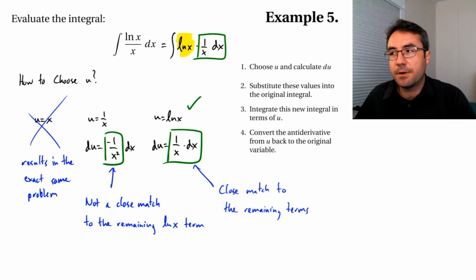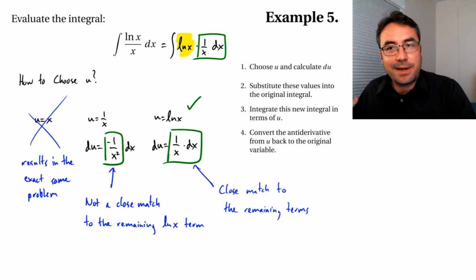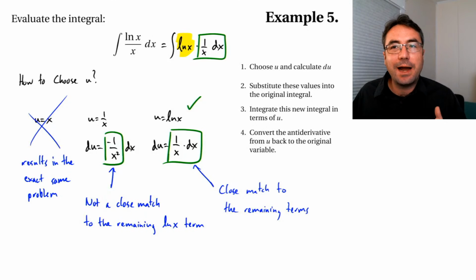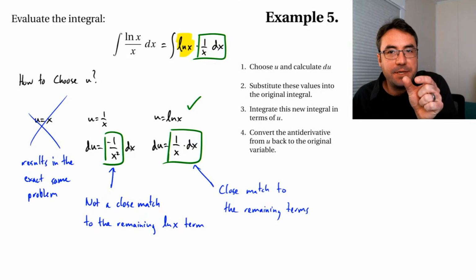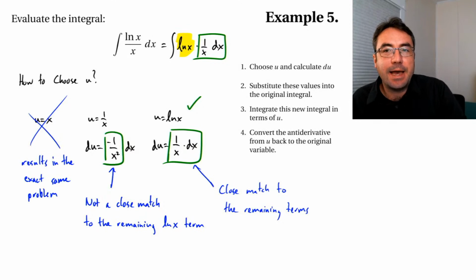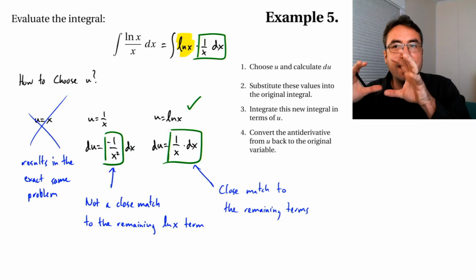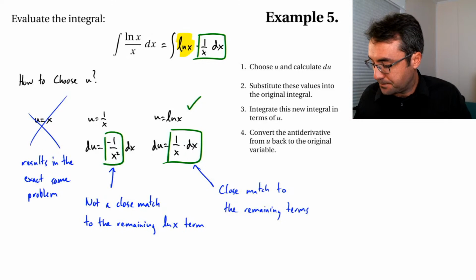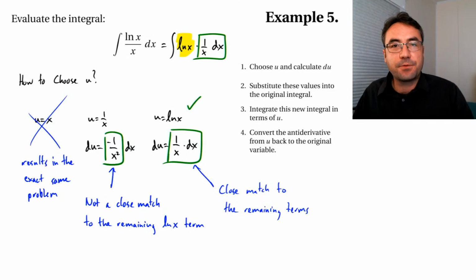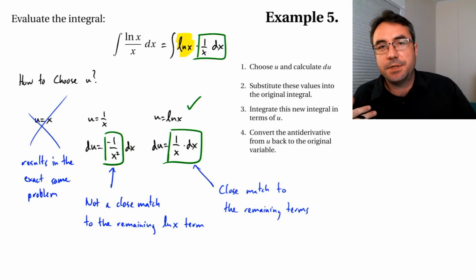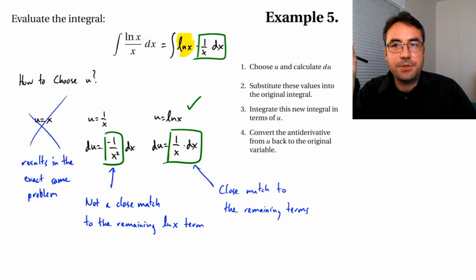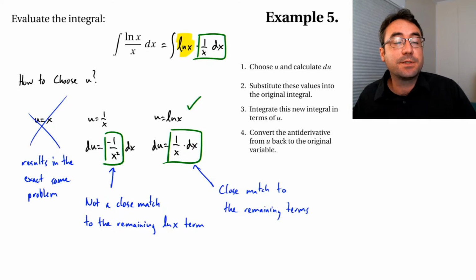So this is just another approach for how you should think about choosing u, is to look at the different pieces of your function, and when you calculate du, you're going to see if things fit together nicely or if they're not. I wouldn't do this for every single problem, but if you're stuck on one, this might be the approach to take: you look at the individual pieces of your function and just try them for u and see what works and what doesn't.